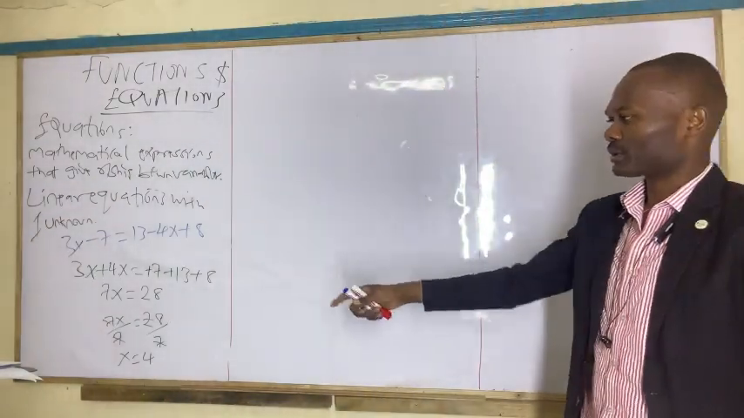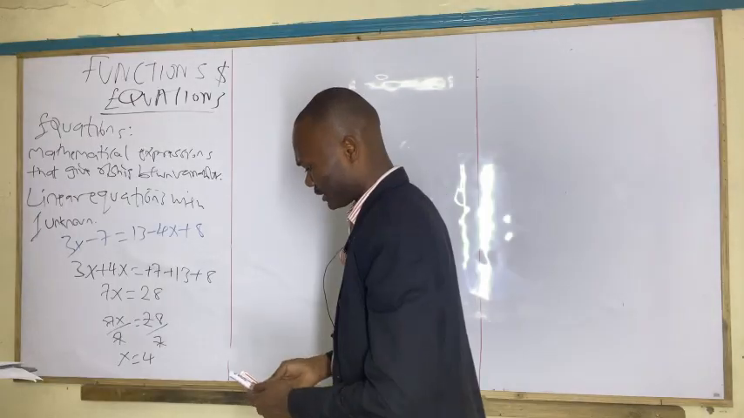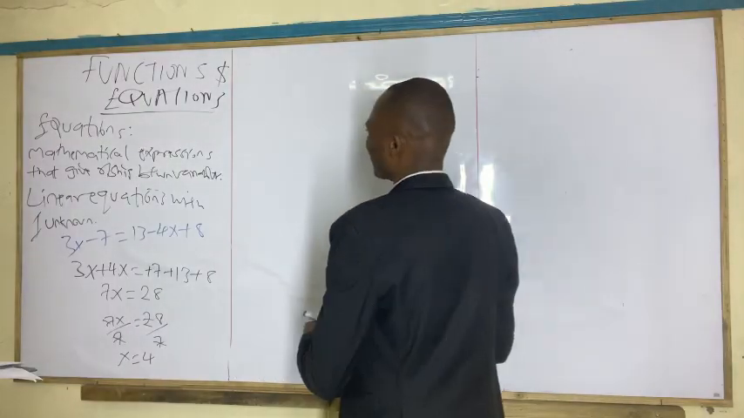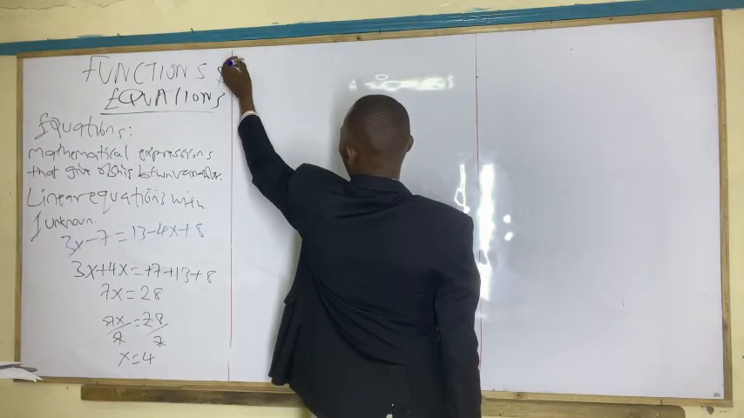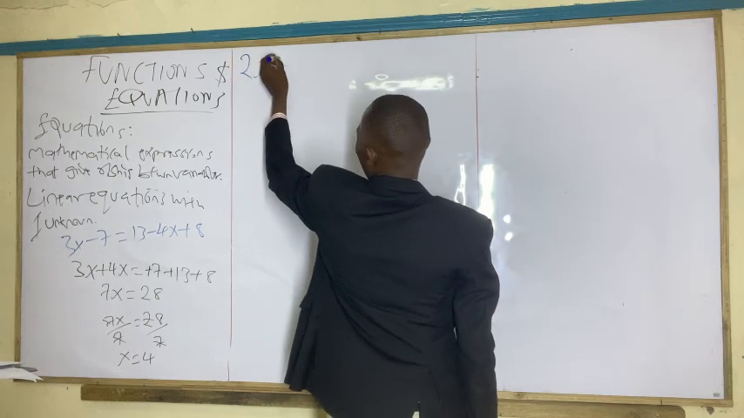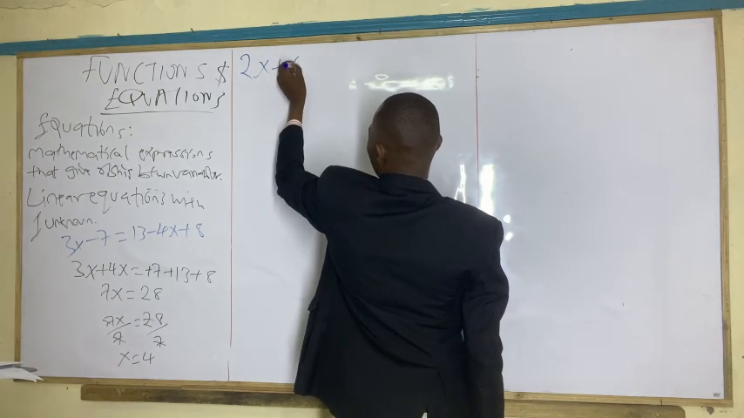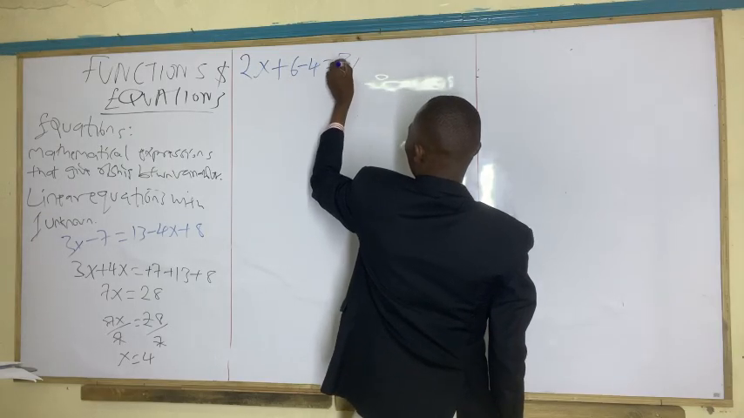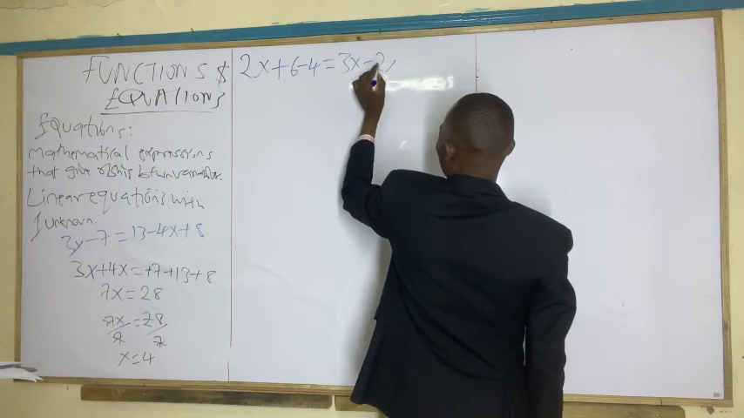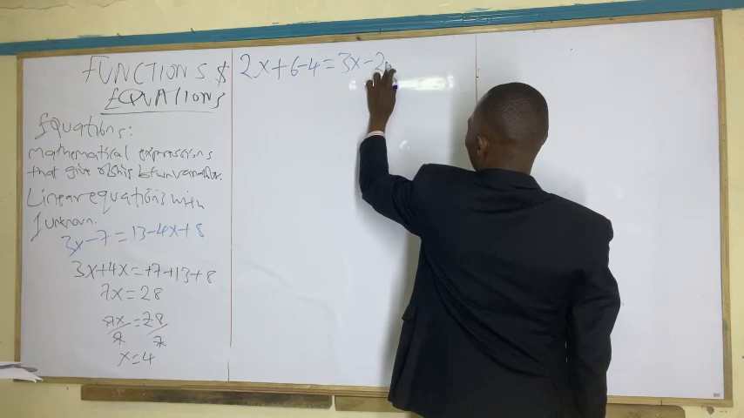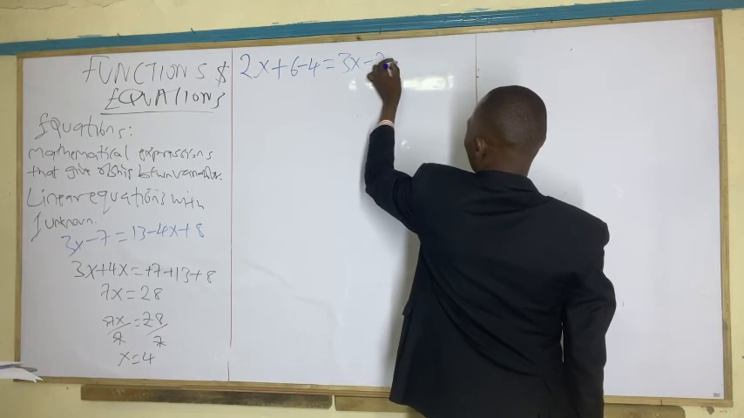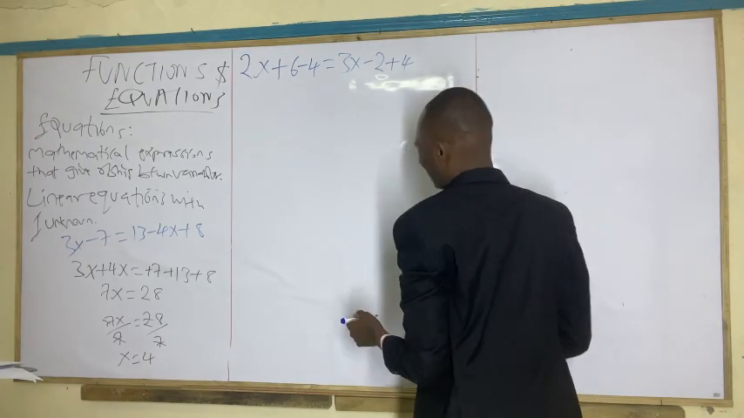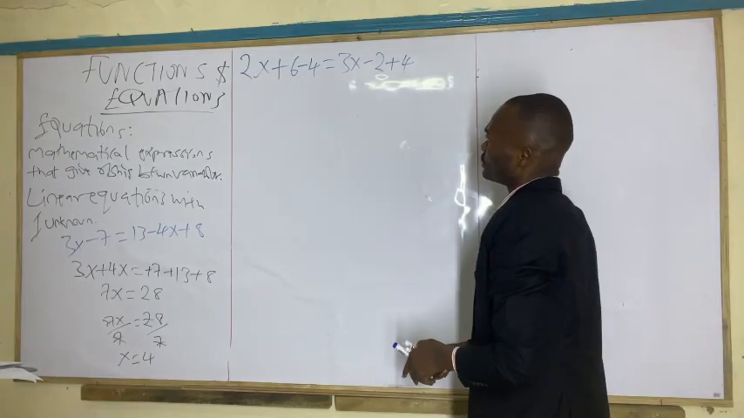That's our first equation. Let us try and look at another equation, ladies and gentlemen. Let's look at another equation. Let us have the equation as 2x + 6 - 4 = 3x - 2 + 4. So ladies and gentlemen, how do we start?